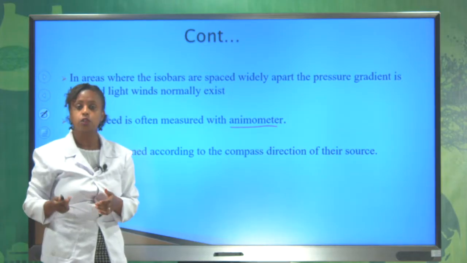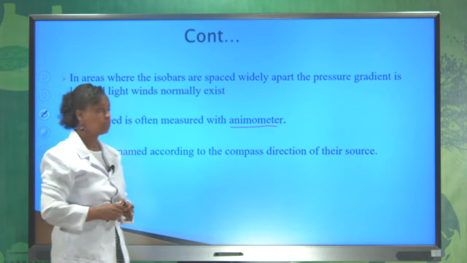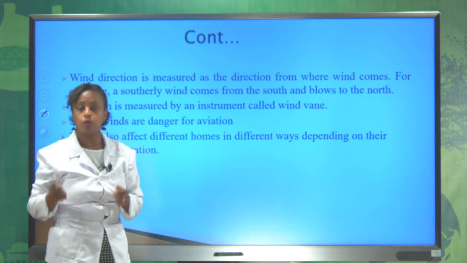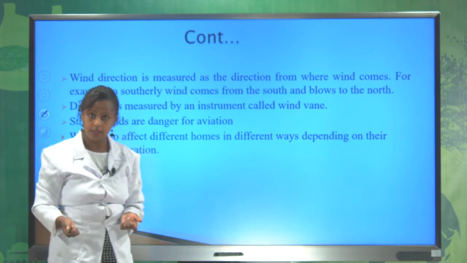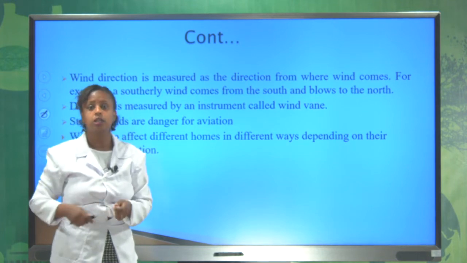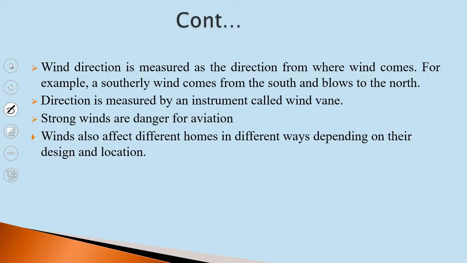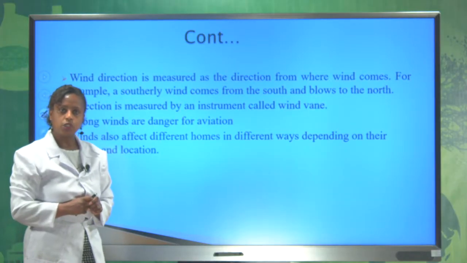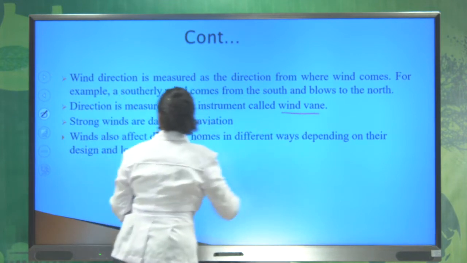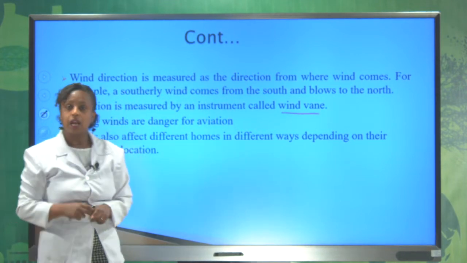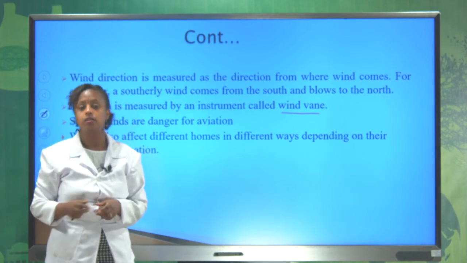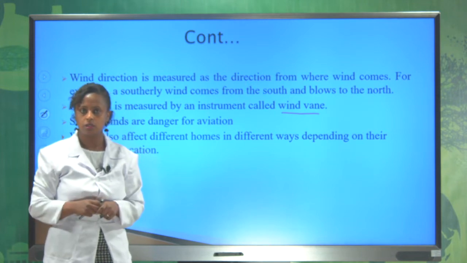Winds are named based on the compass direction of their sources. Basically, winds are named based on their sources, or the direction from where winds come from. For instance, southerly winds come from the south and blow to the north. Northerly winds come from the north and blow to the south. Wind direction is measured by an instrument known as a wind vane. Strong winds affect the aviation service. They also affect the design and the location of different houses.